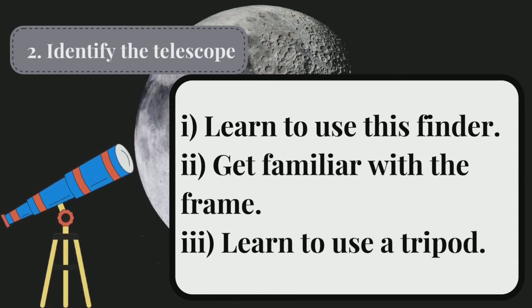Secondly, we need to get familiar with the mount. Usually, two types of telescope mounts are used, which are equatorial and altazimuth. You need to know your telescope in order to use it properly. The altazimuth mount can move the telescope tube vertically and horizontally, thus simplifying the operation for beginners, as it is easier than the equatorial model.